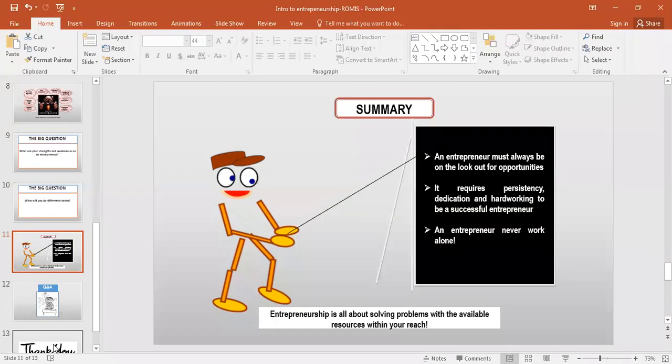Then we never work alone as an entrepreneur, and that is what has helped me. I outsource a lot of activities. I collaborate a lot. Because I have discovered that delegating helps you to optimize results better than working alone. Entrepreneurship is all about problem solving. So you have to always utilize the available resources within your reach to solve the identified problem.